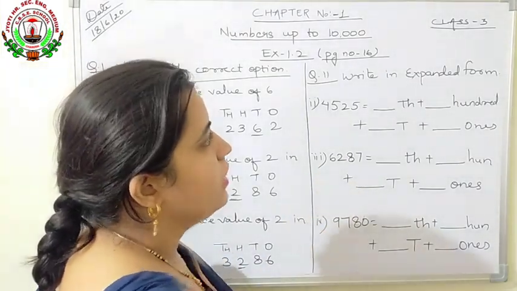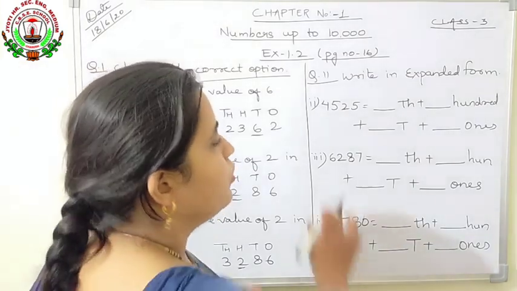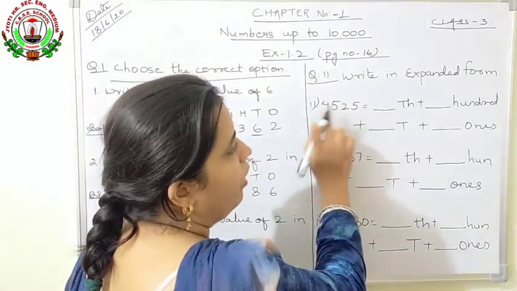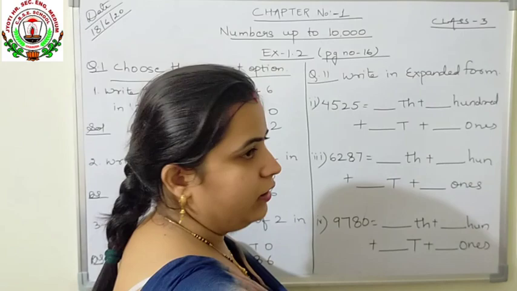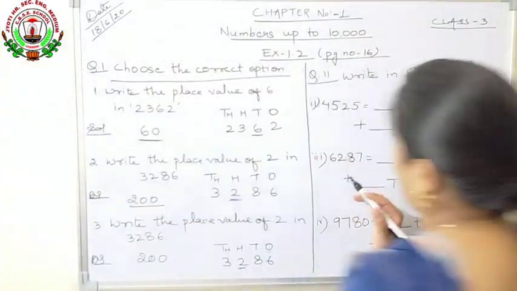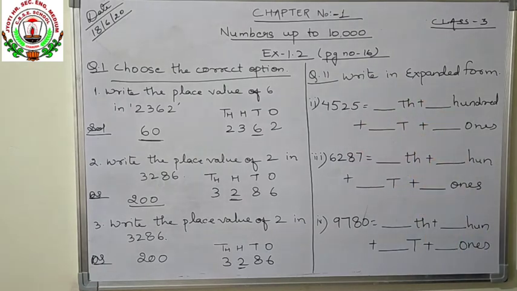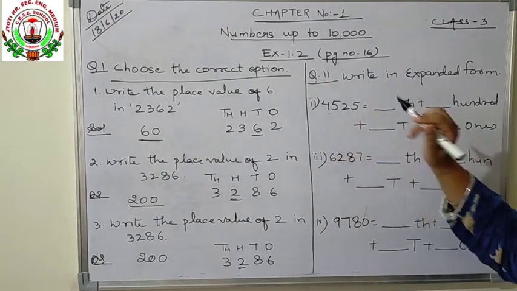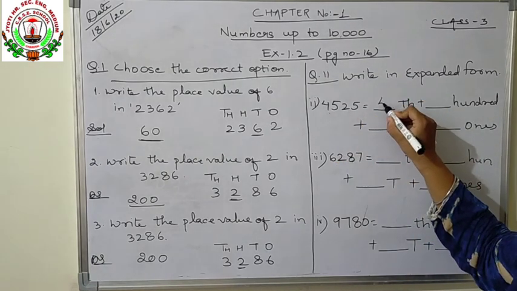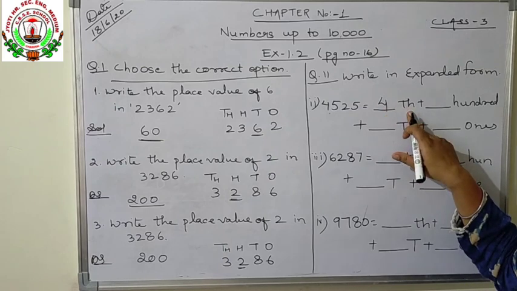Question number 11 is write in expanded form. The compact form is given. You have to write these numbers in expanded form. Okay. So here the first question is 4525. 4 is in which place? 4 is in the 1000 place. So we will write here 4. 4 is in 1000, 4000.